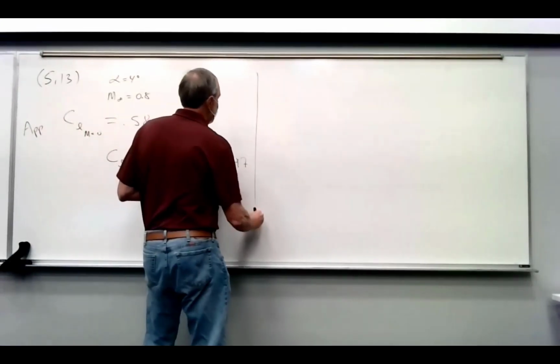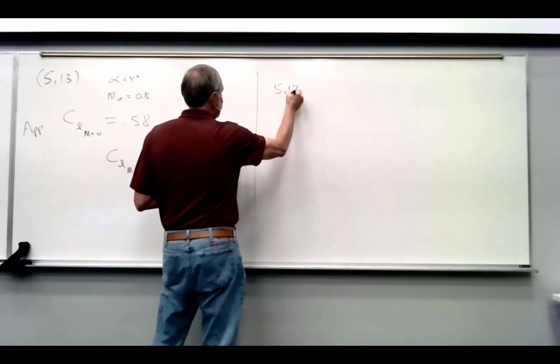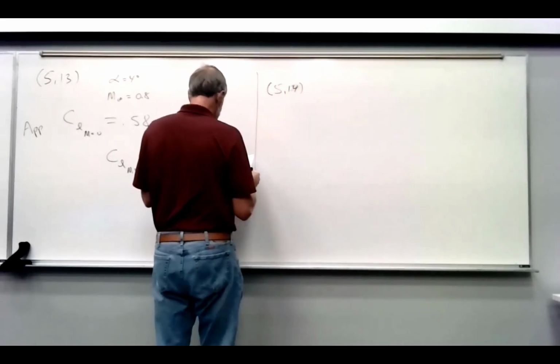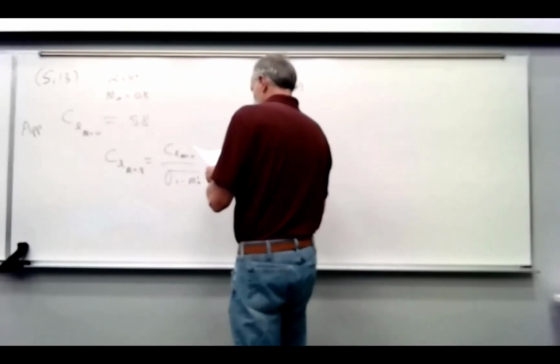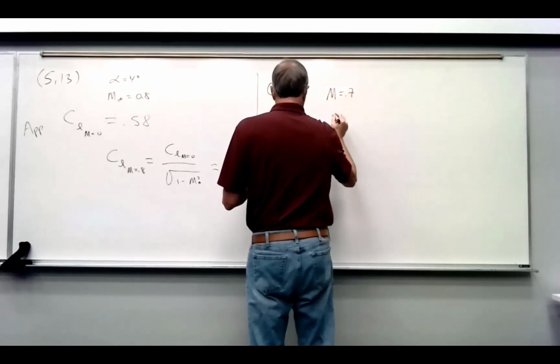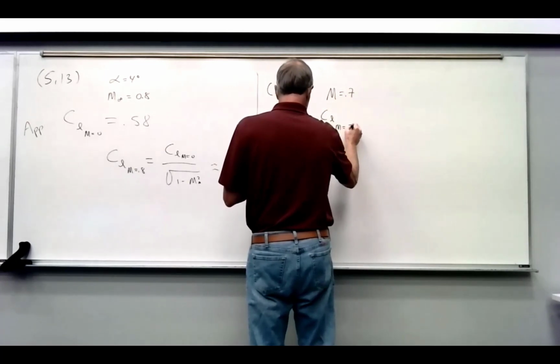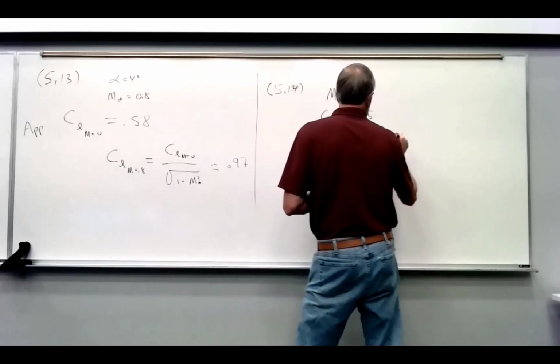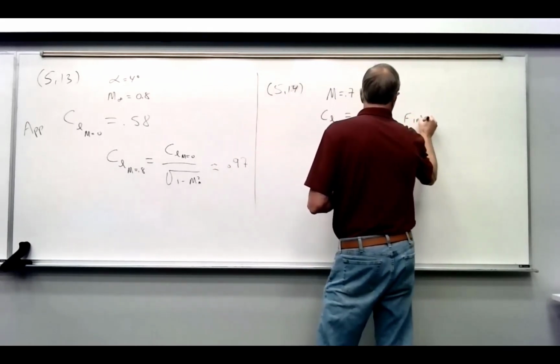514 is the same thing, only kind of inverted. Got an airfoil, Mach number is 0.7. Given the CL is 0.85, and they want you to find alpha.